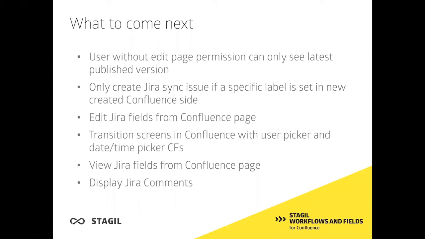And yeah, that's what I mentioned. A user picker and date time picker are coming as custom field support in the transition screens. Jira fields will come from the Confluence page view as well, and we will also display Jira comments, so that you have more information about what's going on through this release and staging function. So this was the insight so far.